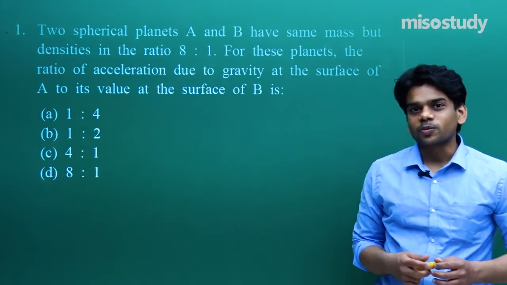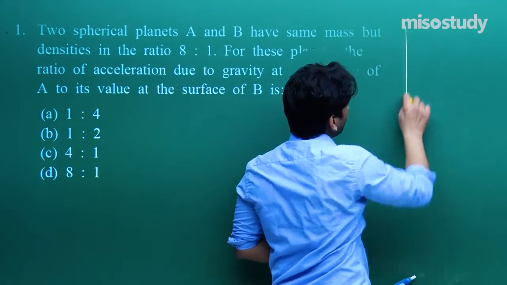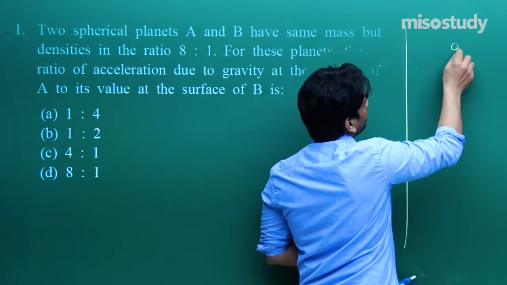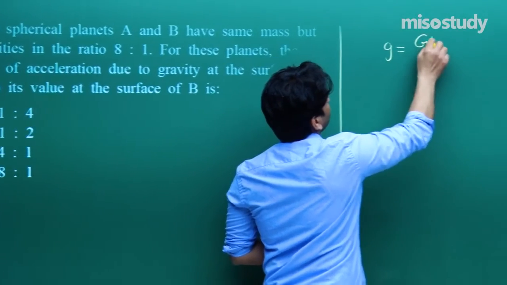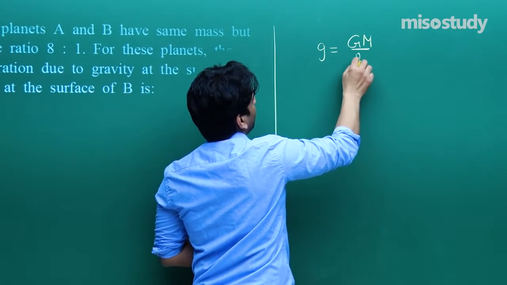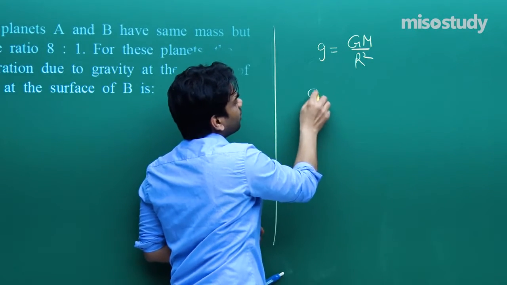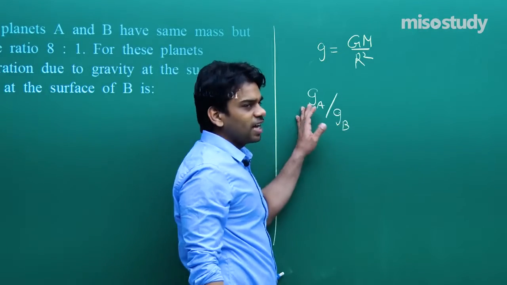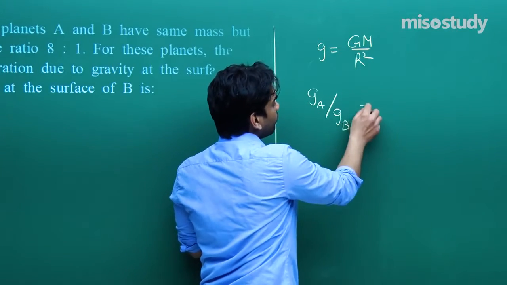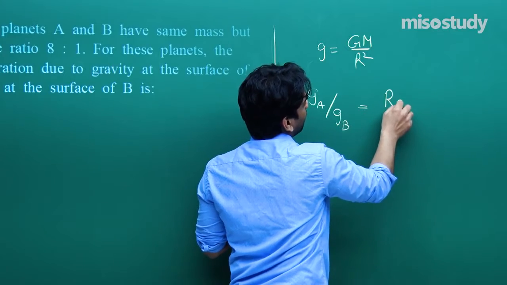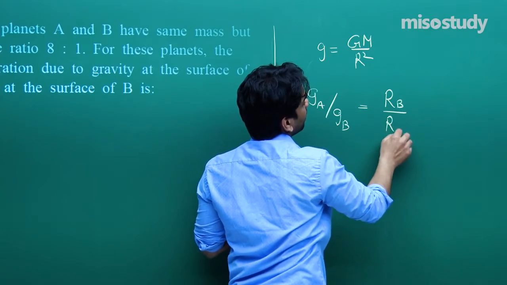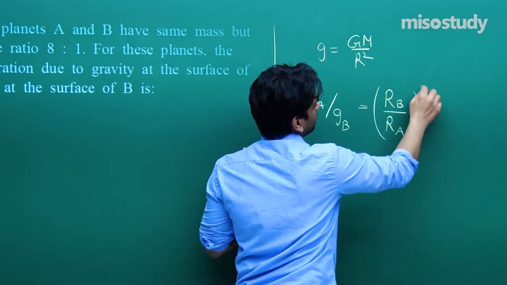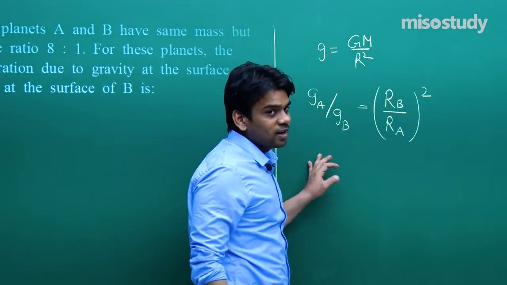Let's check which of the options is correct. I believe that you will be remembering the value of g. g is given as GM by R square. So straightaway we can write that Ga by Gb, that is acceleration due to gravity at A to that of B, will be simply Rb by Ra whole square. So we need to find a relation between Rb and Ra.